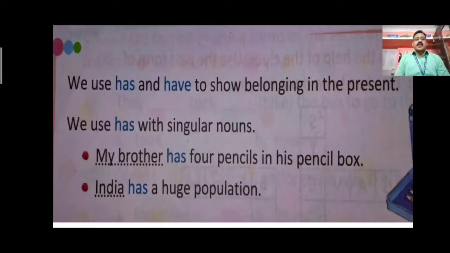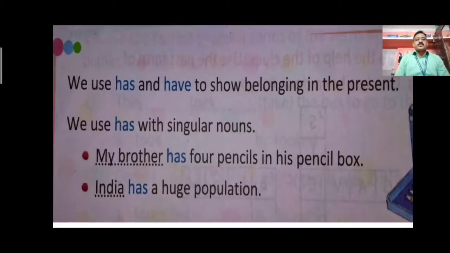We use has and have to show belonging in the present. We use has with a singular noun, means we use the helping verb has and have when we want to say something belongs to someone in present form or in present tense. Has is generally used when the subject is singular, whether it is a noun or pronoun, and have is used when the subject is plural, whether it is a noun or pronoun.